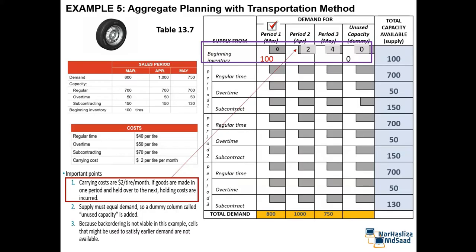Now we are going to look at period 1. Regular time, the first cost is $40 per tire. The second period is 42, and another period is 44, and 0 for unused capacity. Overtime, the first cost is 50, and of course we need to increase $2 in period 2 and another $2 in period 3, and 0 for unused capacity. Now we're going to do subcontracting. 70 costs period 1, period 2 is 72, period 3 is 74, and 0 for unused capacity.